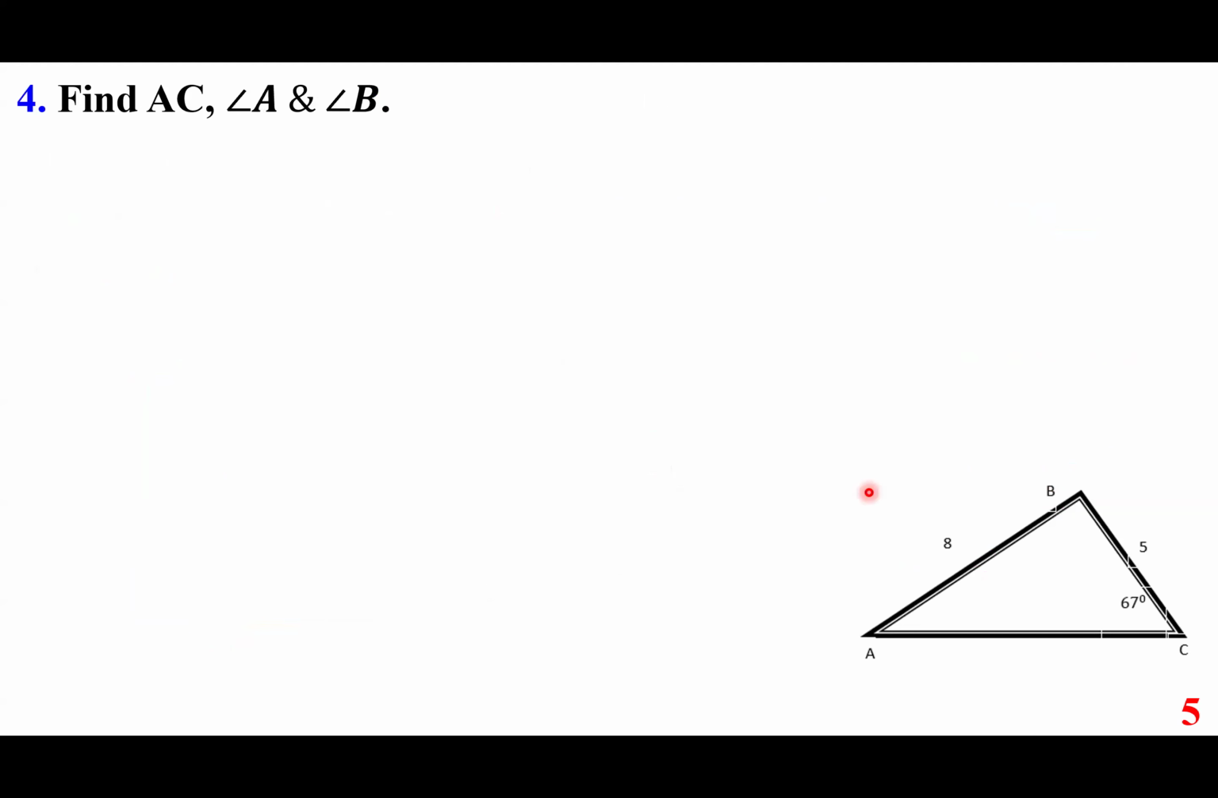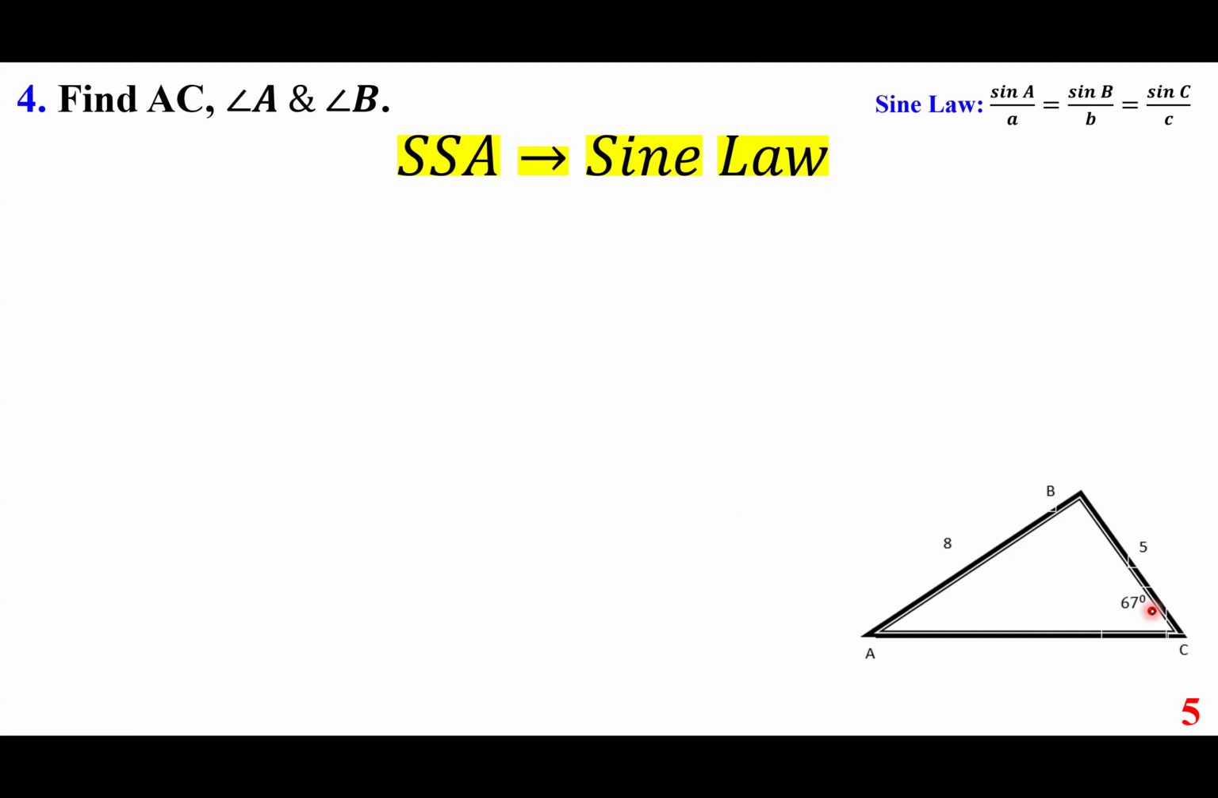So here's the triangle, and we want to find AC, angle A, angle B. Those are missing in action. So side-side-angle, because we have 8 and 5, and it's not an included angle. So we use the sine law, which says sine A over A, sine B over B, sine C over C are equal.